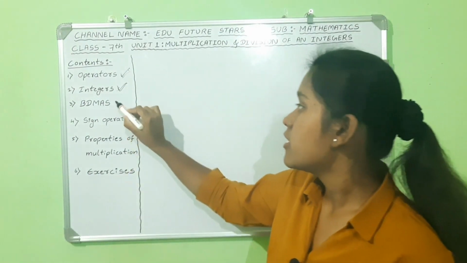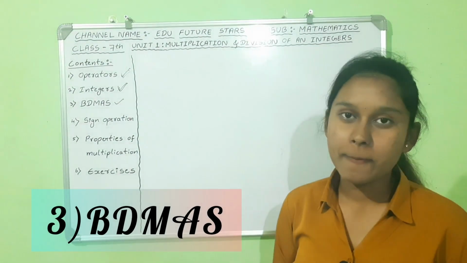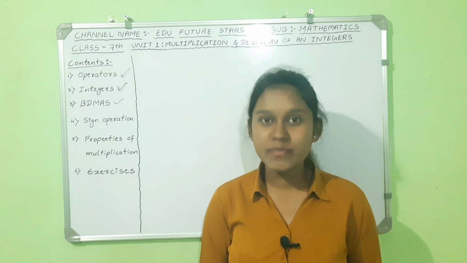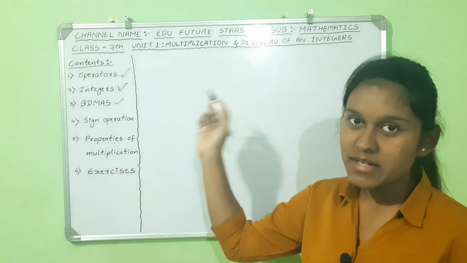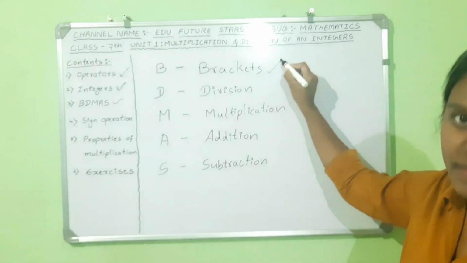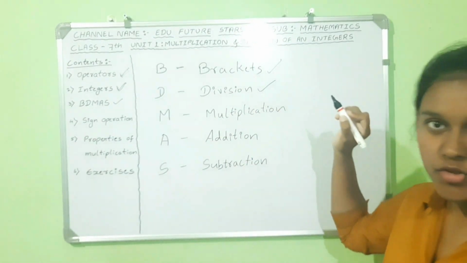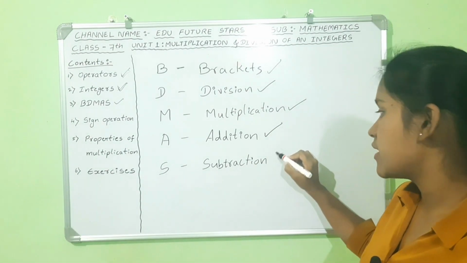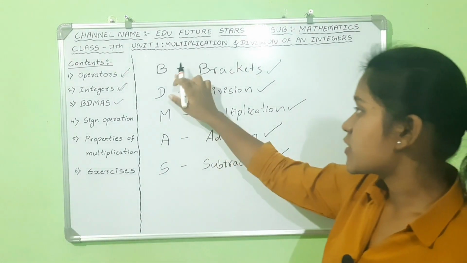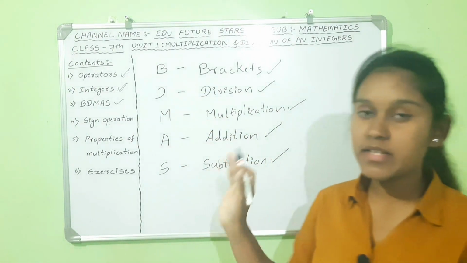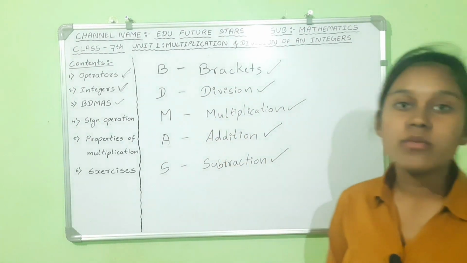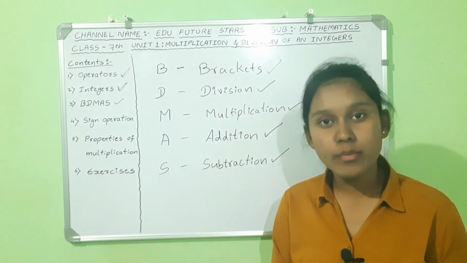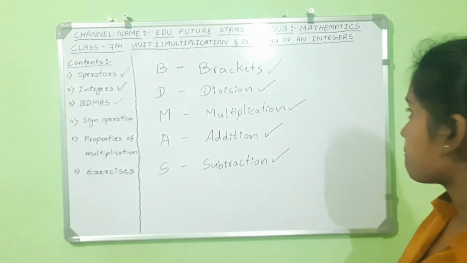Now let's learn about Bodmas. What is meant by Bodmas? Maybe you have heard that in a previous class. Let me elaborate. B indicates brackets, D indicates division, M indicates multiplication, A indicates addition, S indicates subtraction. This is called the Bodmas rule. Basically, this rule tells us how to solve an equation or a large number of different operations.